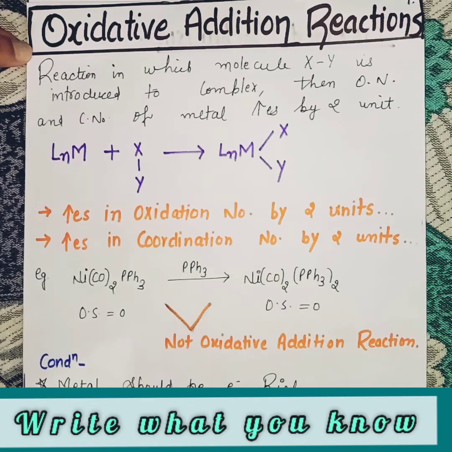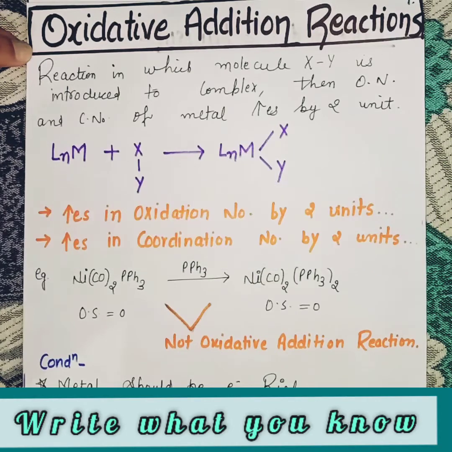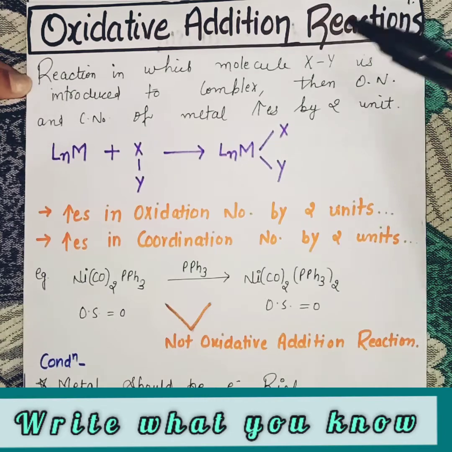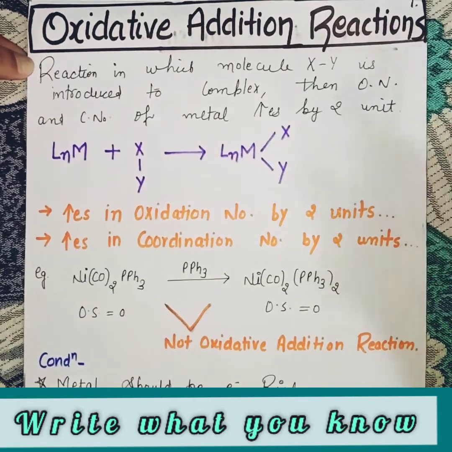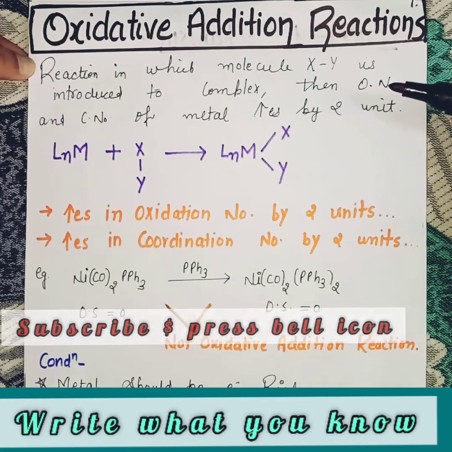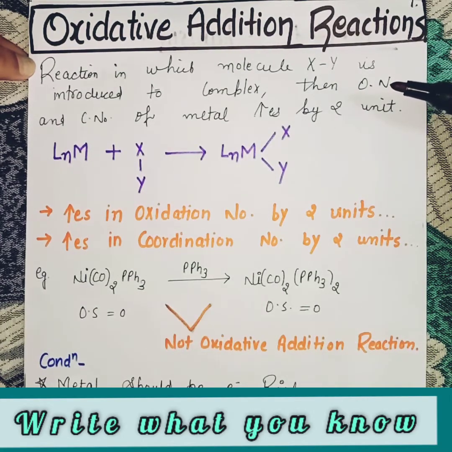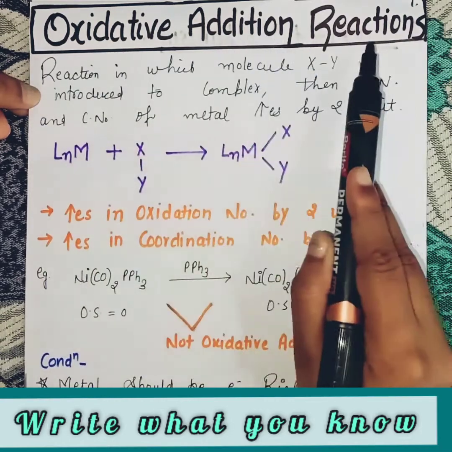So today we have some very important organometallic reactions that remain very helpful for you guys. Let's discuss all of these reactions one by one. First is the oxidative addition reaction. Believe me guys, these reactions are very important for MSc students and also very important for the CSIR NET examination. So let's start with the oxidative addition reaction.